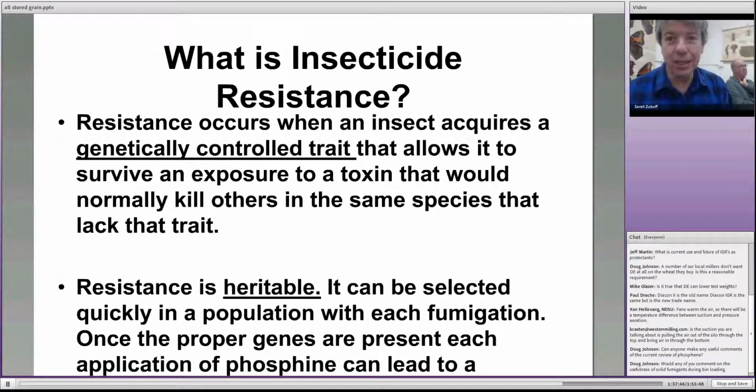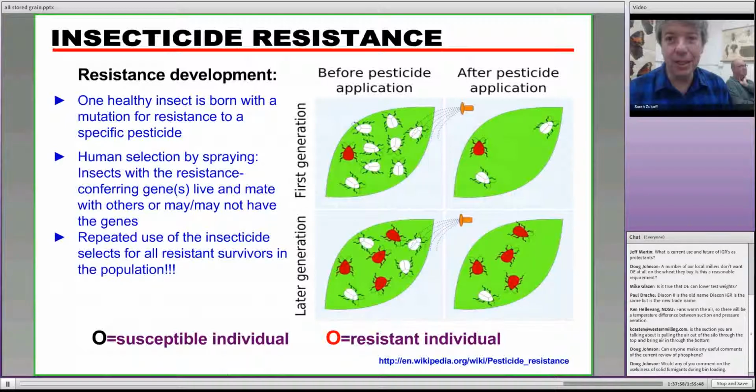Now, if there are insects in the grain that are resistant interbreeding with non-resistant insects, you can dilute that effect for a while. But when everything comes together right, it can be bad. We also use a little cartoon to explain this further.